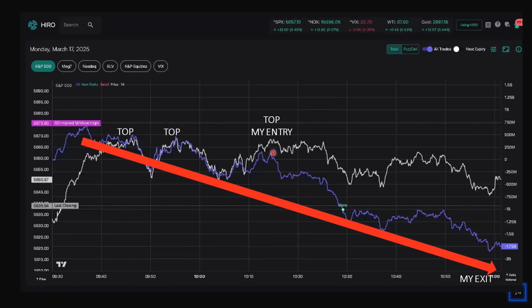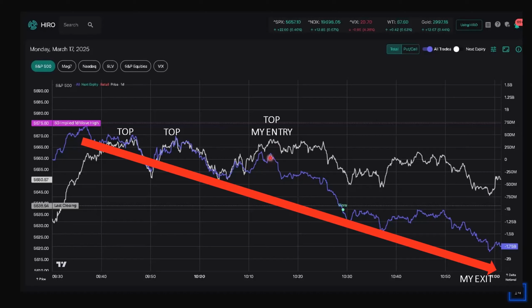10:18, I entered a trade right here because it had made basically this triple top. And basically, Hero had been falling from the open, and I could see that right here. Exited my trade exactly on this low right here. Felt pretty good about it, done for the day.